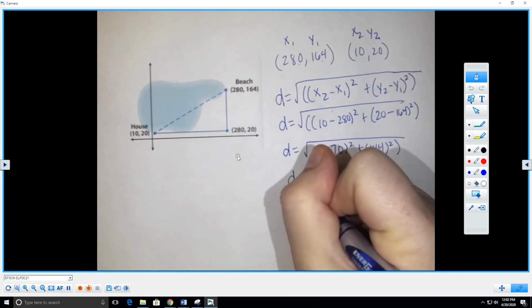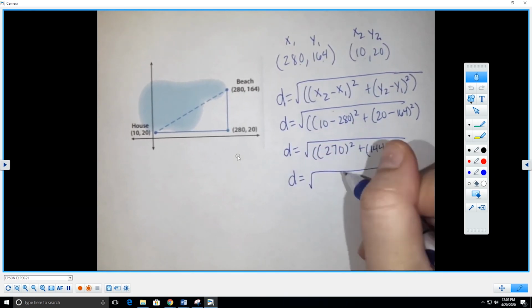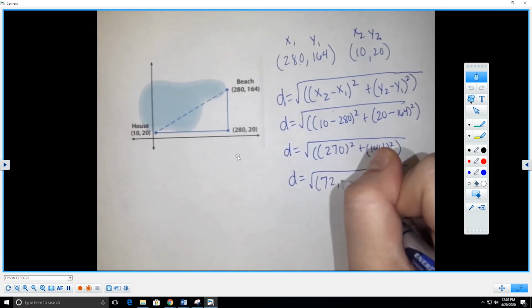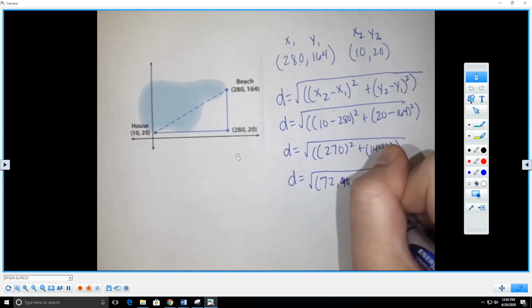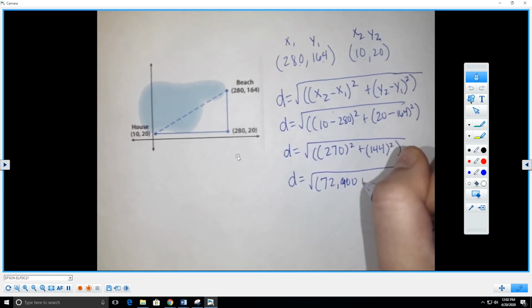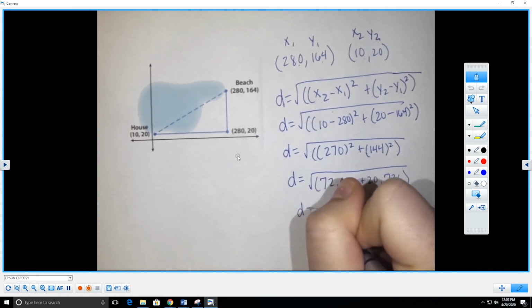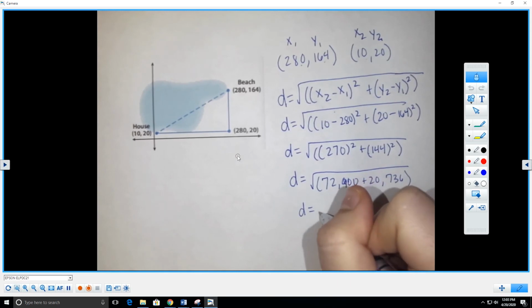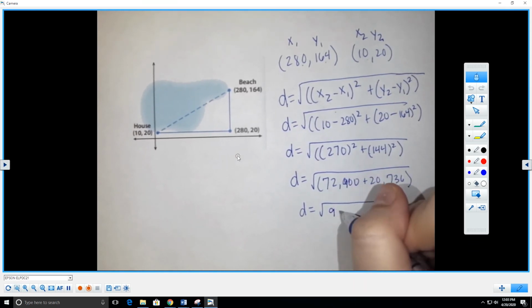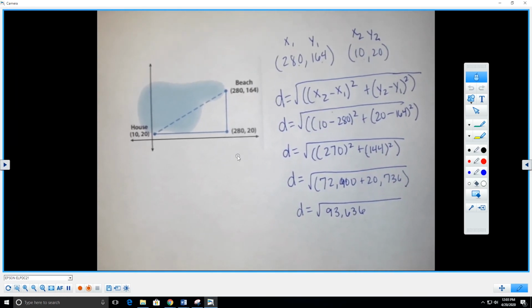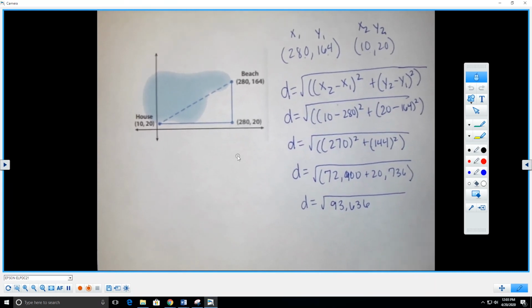So this tells me that the distance is the square root of 72,900 plus 20,736. So the distance between the 2 points is going to be the square root of 93,636. Now use your calculator or calculator app to help you get the approximation.